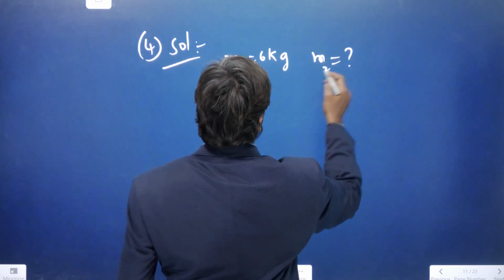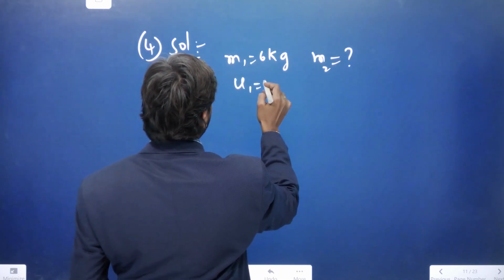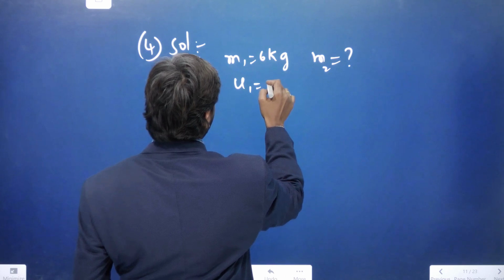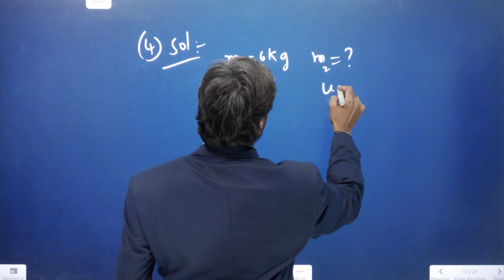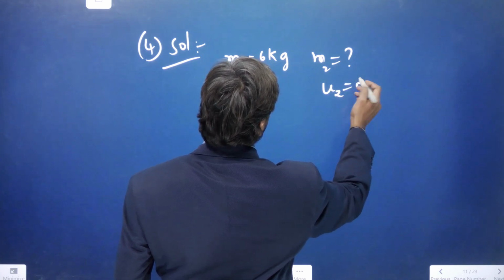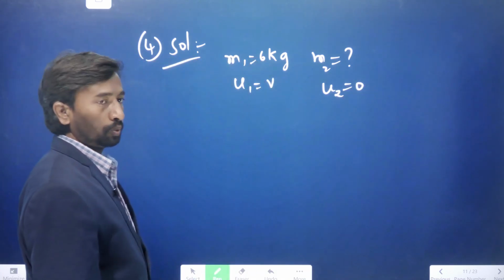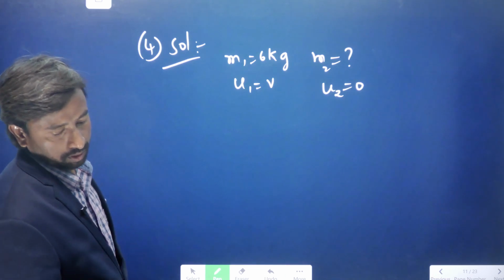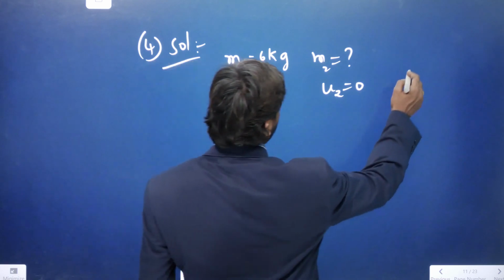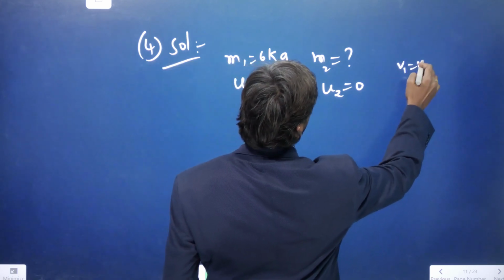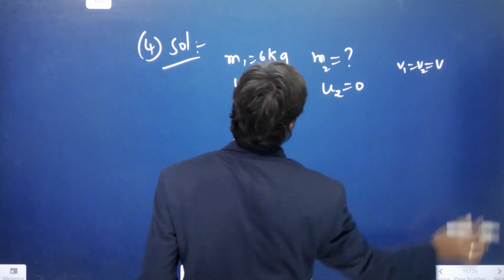This we need to find out, and it is moving with a certain velocity. Let us consider it is moving with velocity v, and here this body is at rest. U2 is at rest there. So then they are moving together after the collision, which means the final velocities v1 is equal to v2 is equal to v.